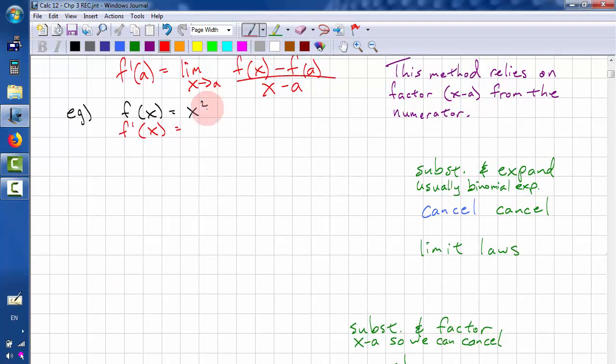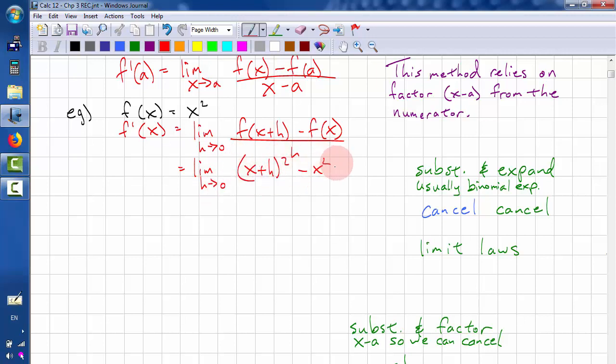We'll just do f of x equals x squared because that's a simple example. Limit as h approaches 0, f of x plus h minus f of x over h. We substitute. Limit as h approaches 0, x plus h squared minus x squared over h. So we're substituting. Now we need to expand. Limit as h approaches 0, x squared plus 2xh plus h squared minus x squared over h.